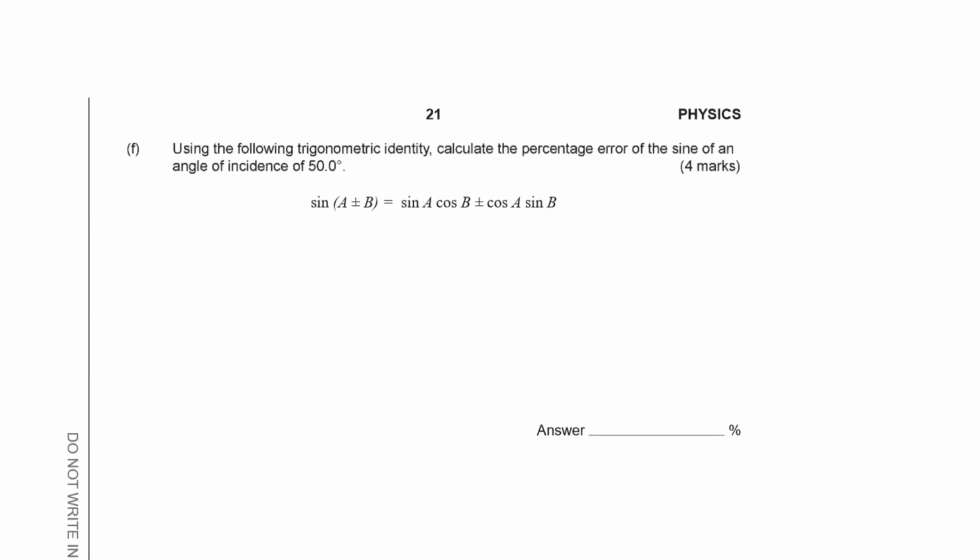This is the part where it might look a little complicated at the bottom, but it's not. It's giving you a trig identity. It's saying if the angle of incidence was 50 degrees, remember it's plus or minus 1, because the tolerances are all 1 degree, use this trig identity to work out the percentage error for that particular angle. So A is 50 and B is plus or minus 1. Wherever there's an A, I'm going to put in 50, and wherever there's a B, I'm going to put in a 1.